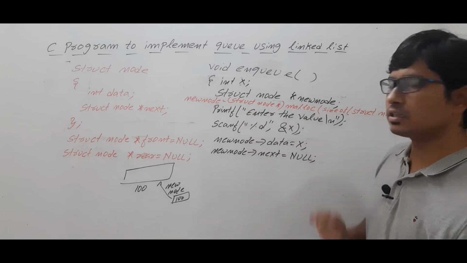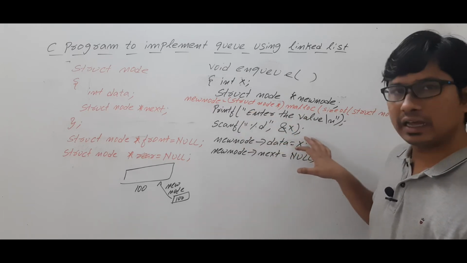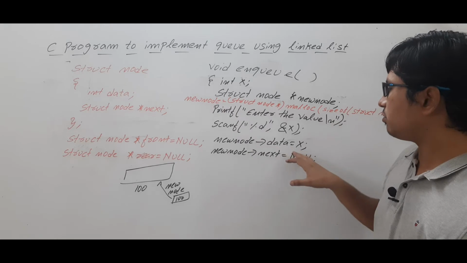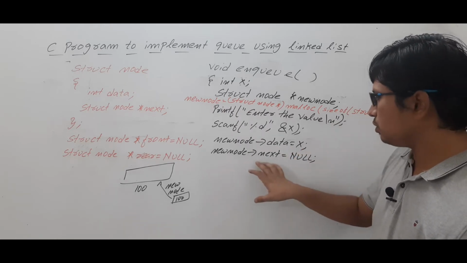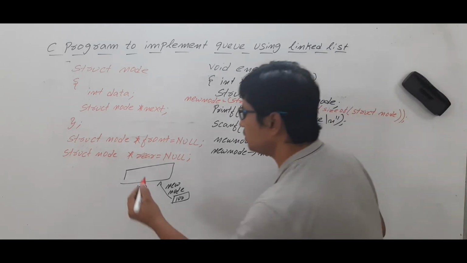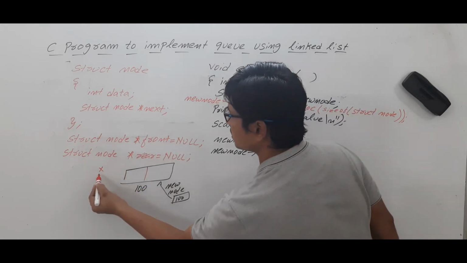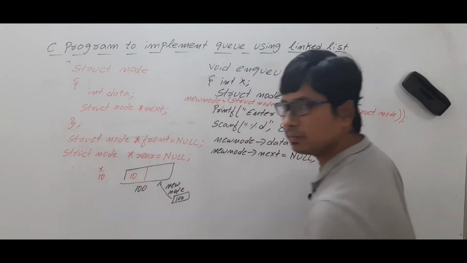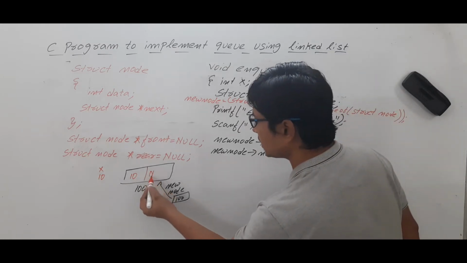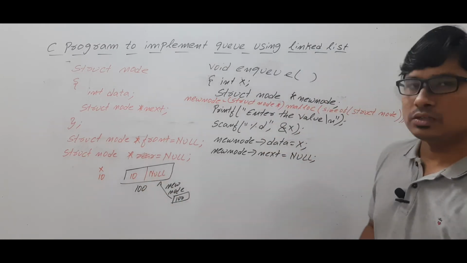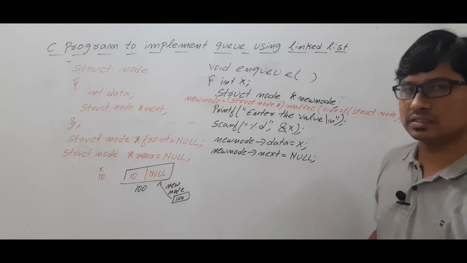Then I have asked the user to enter the value, and I read it, and then new node of data is equal to x, new node of next is equal to null. So here the value, suppose let's take that x has entered the value as 10, so the 10 value will be here, and here you are making it as a null. So this node you want to insert.